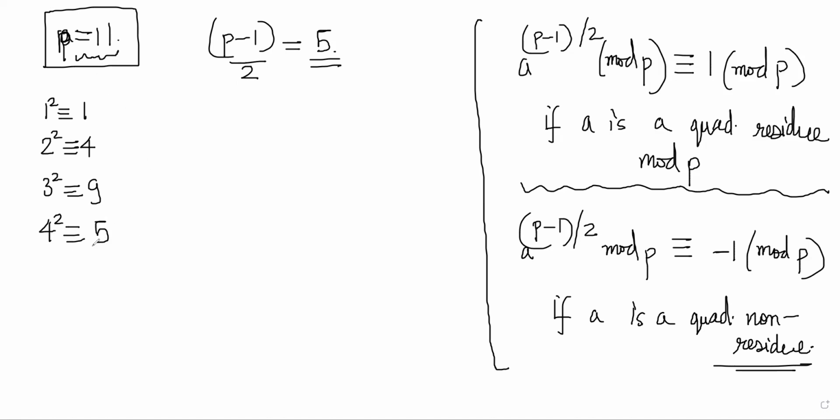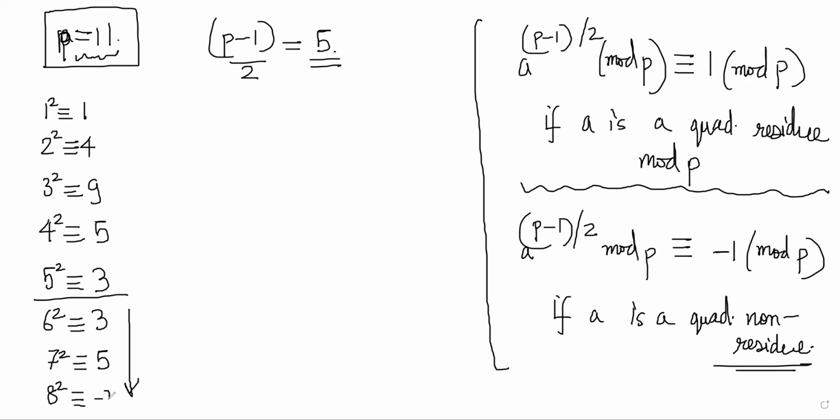All of it is mod 11, by the way. 5 square will be 3. Then 6 square will be also 3 because 6 is minus 5 mod 11, right? So we get 6 square is also 36. Yeah, correct. And 7 square will be basically 49, and this is 5. Notice that now everything will repeat after 5, because 8 square will be congruent to minus 3 square, which will be congruent to 9. So you'll get the same values here now, right?